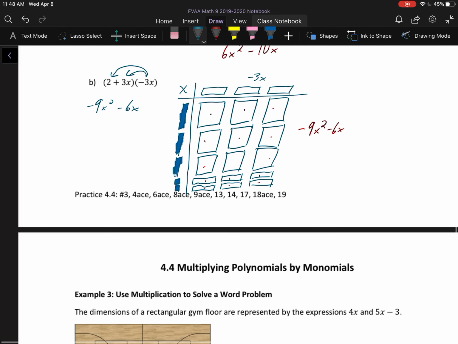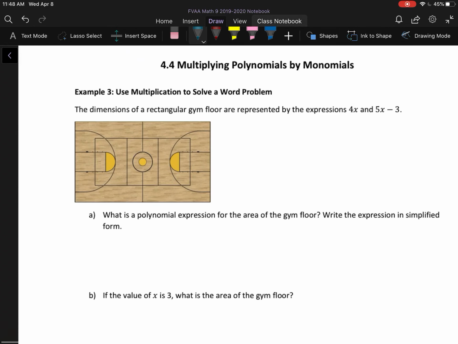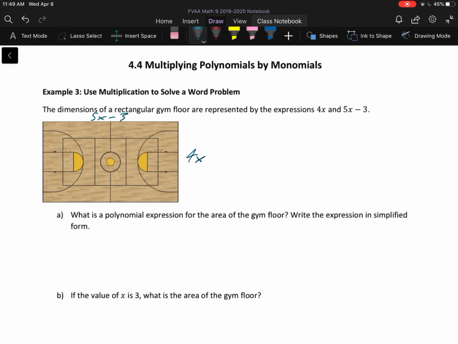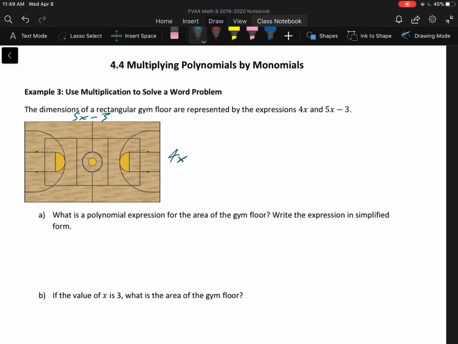All right, good. Let's apply this to a word problem. The dimensions of a rectangular gym floor are represented by the expressions 4x and 5x minus 3. I'm assuming that the length is 4x and the width is 5x minus 3. That's what we're given here. What is a polynomial expression for the area of the gym?